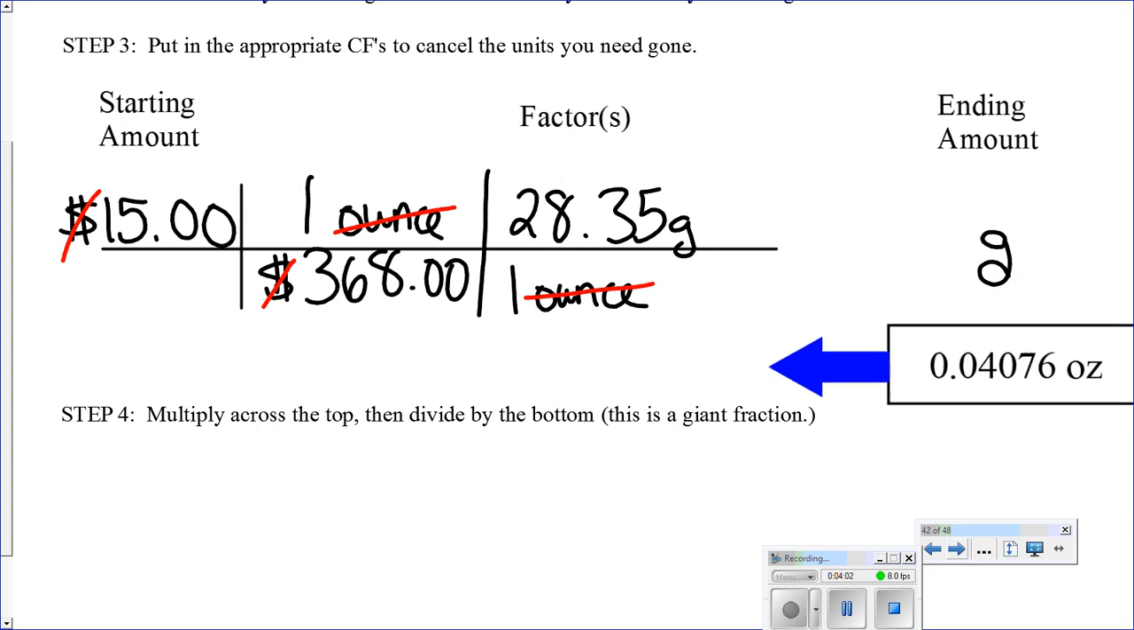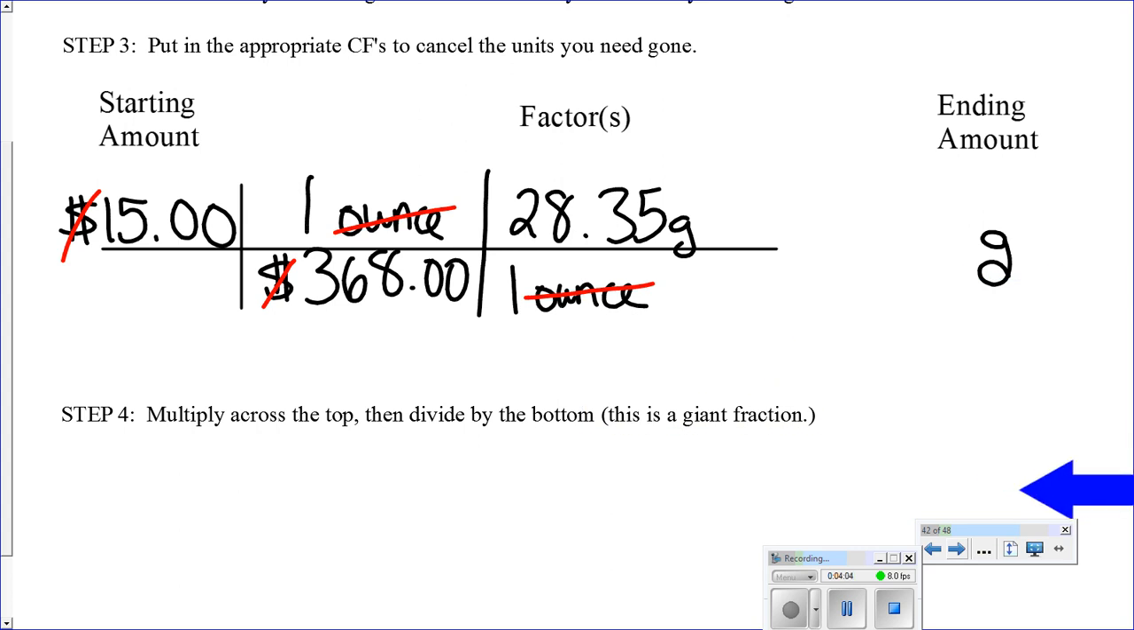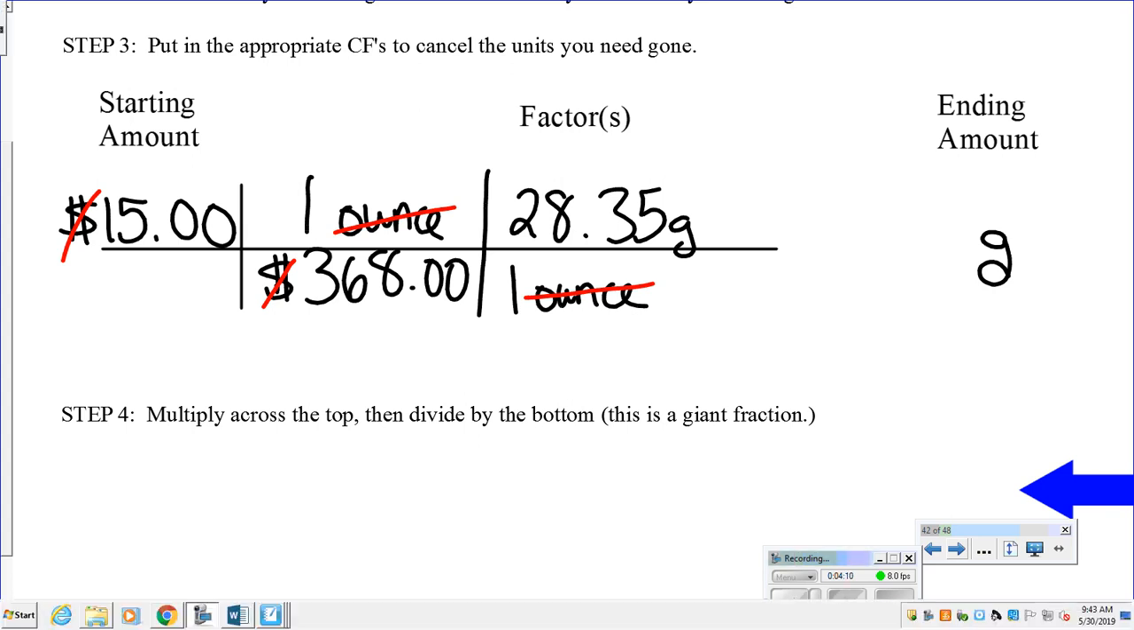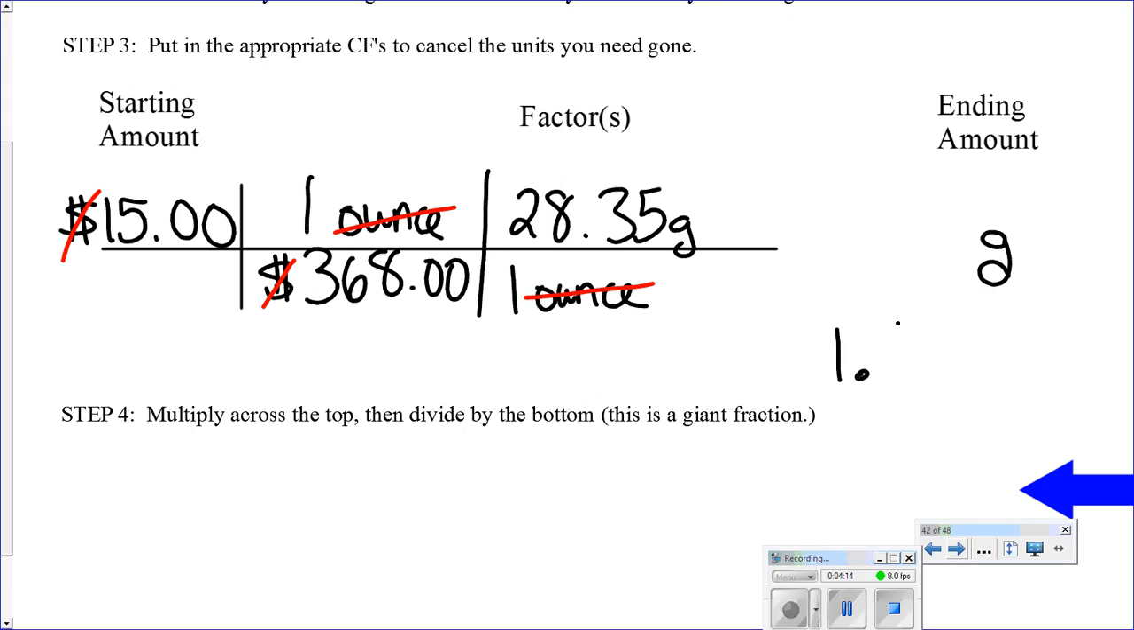Oops, that should not be in ounces. Pardon me for a moment. So that will allow us to get, round that up, put 4 sig figs here, 1.156 grams of saffron, which is a very, very small amount because this is a very expensive spice.